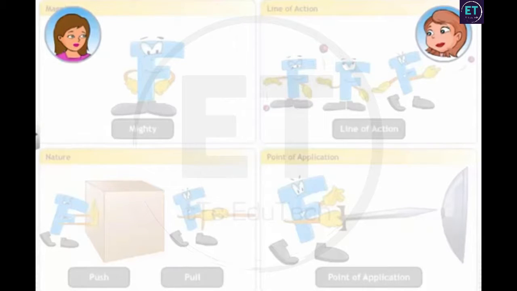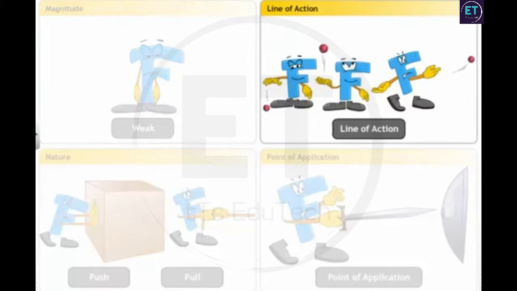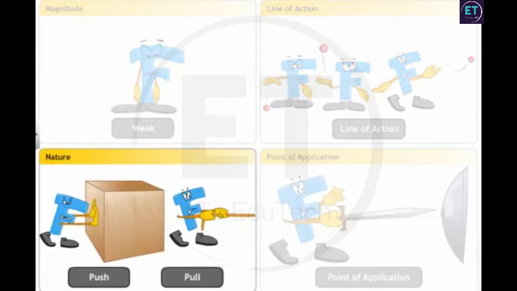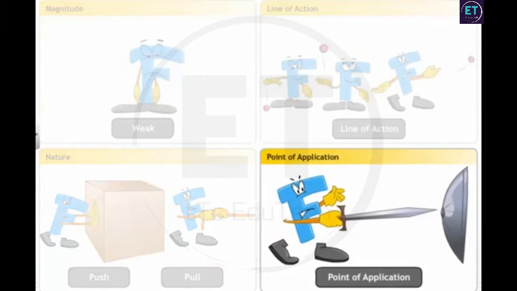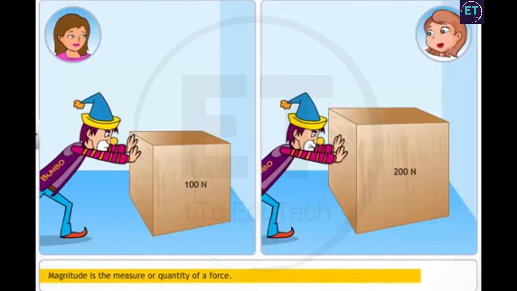So how do we identify force? You identify force using its 4 characteristics: magnitude, line of action, nature, and point of application. Magnitude is the measure or quantity of a force. Magnitude of force is quantified in Newton in the SI system and in dyne in the CGS system.